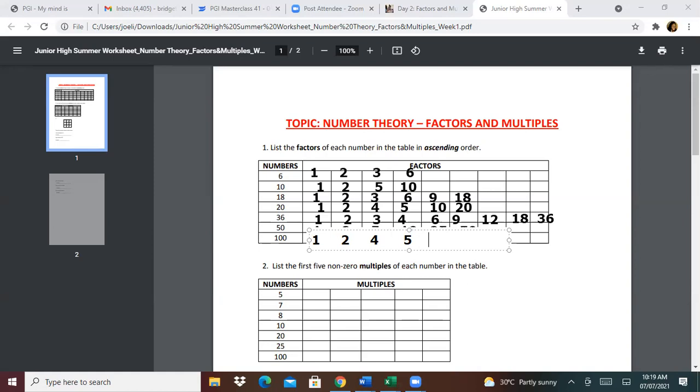7. Can we multiply 7 by a number and get 100? No. So we can cross out 7, 8, and 9. What comes after 9? 10. Good. 10 is our next factor. 10 times 10 gives us 100. Now we could start working backwards, right? We can say what number can I multiply by 5 and get 100? 5 times what gives me 100?